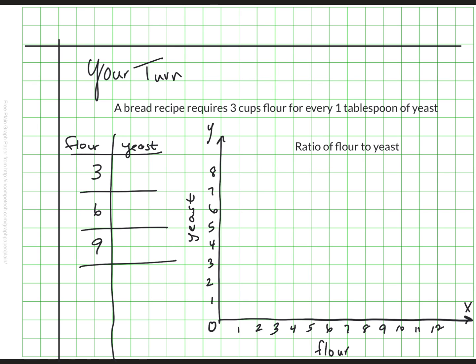For your turn, let's take a look at this ratio of flour to yeast: 3 cups of flour for every 1 tablespoon of yeast. You can go ahead and create yourself a little table to record some data, and then I'd like you to graph it just to get that practice going with graphing ratios. And of course, the essential question for this video was, how do we represent a ratio on a coordinate graph? And that's what we'll be practicing more together in class.